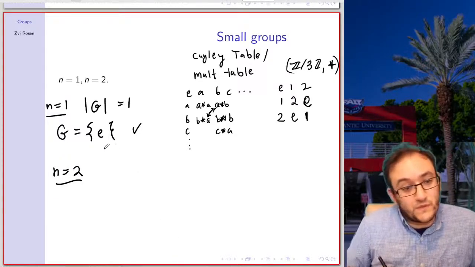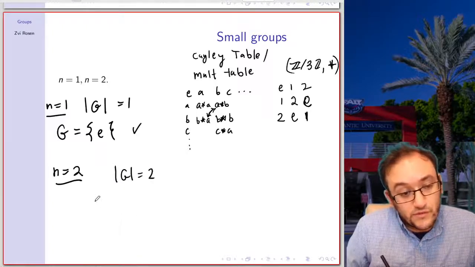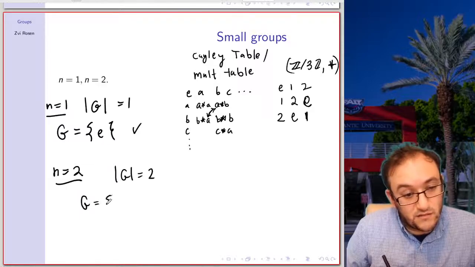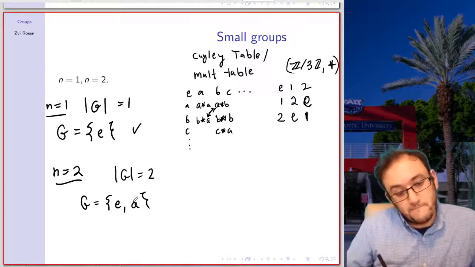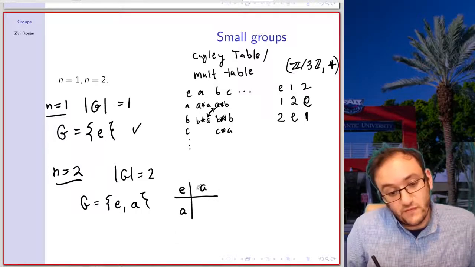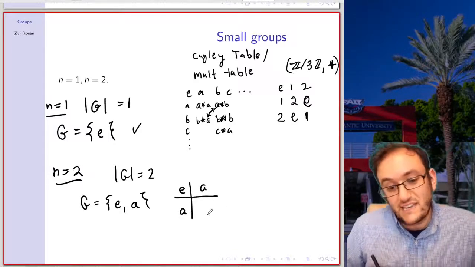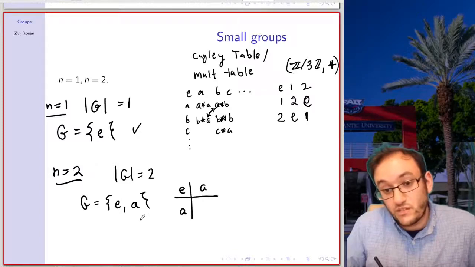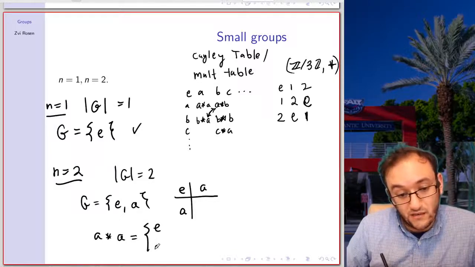How about n equals 2? We're looking for groups of size 2, so we're going to have two elements, E and A. What will our Cayley table look like? Obviously, E times A is A, and A times E is A. What is A times A? Well, because there are only two elements of the group, if we have closure, A times A must be either equal to E or A.